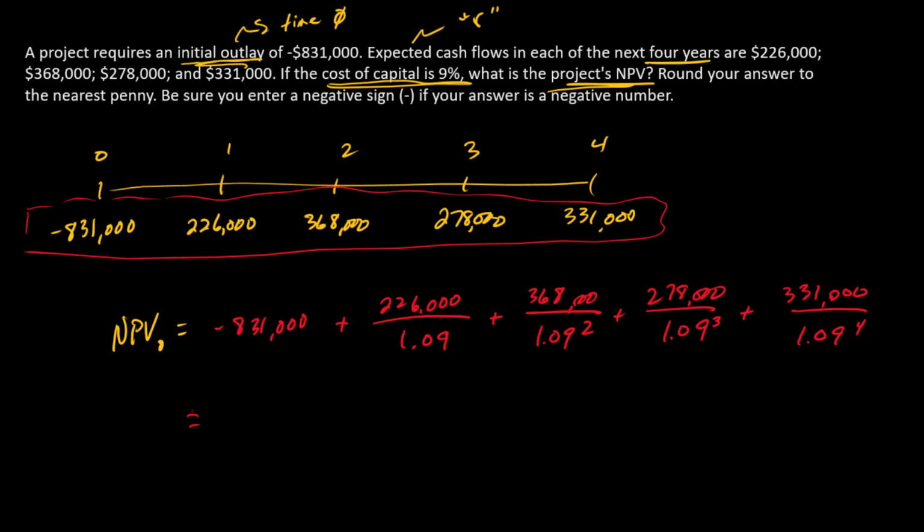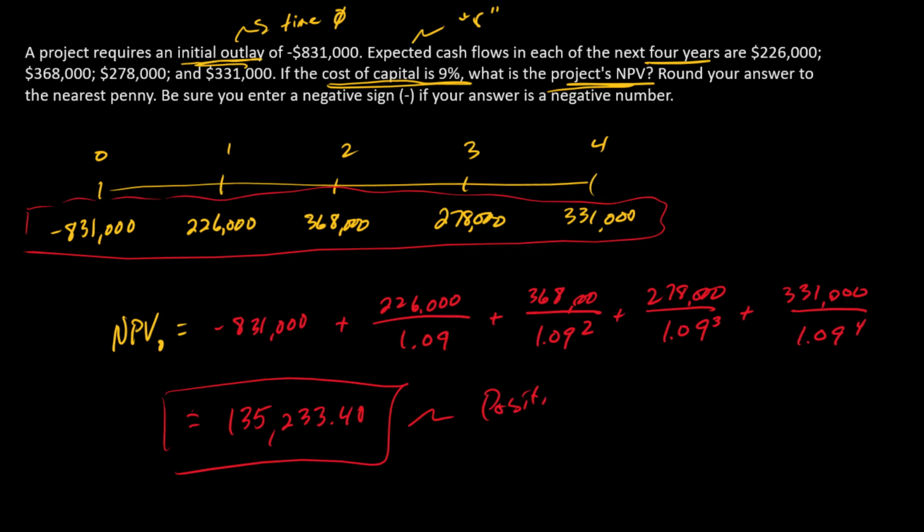Run that through our calculator or Microsoft Excel, and we will get a final answer of $135,233.40. This is positive, and so the decision rule says accept the project.